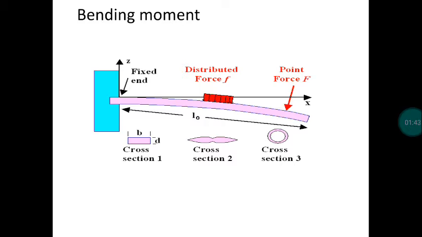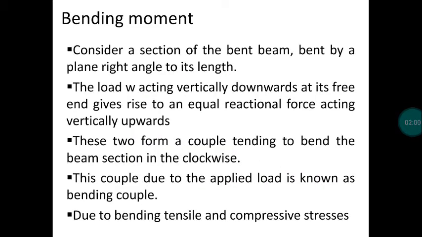Okay, this is the bending beam. The left side is fixed and we are loaded at the right side. Then bending moment. Consider a cross section of the bent beam, cut by a plane at right angle to its length.